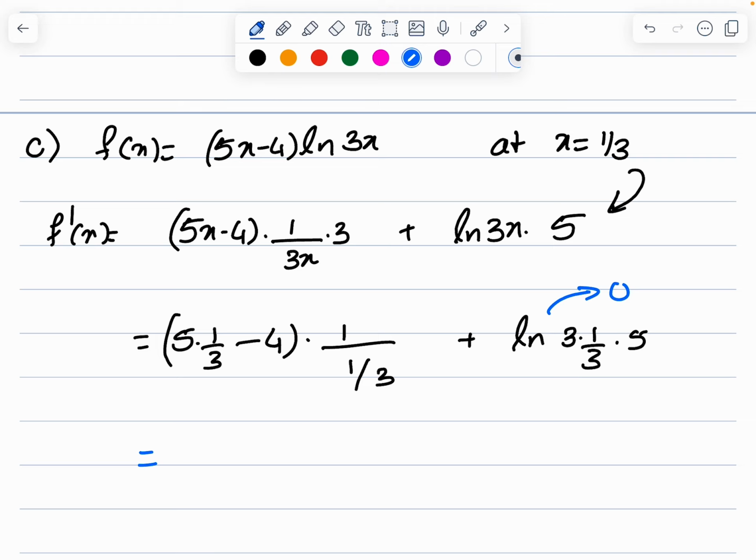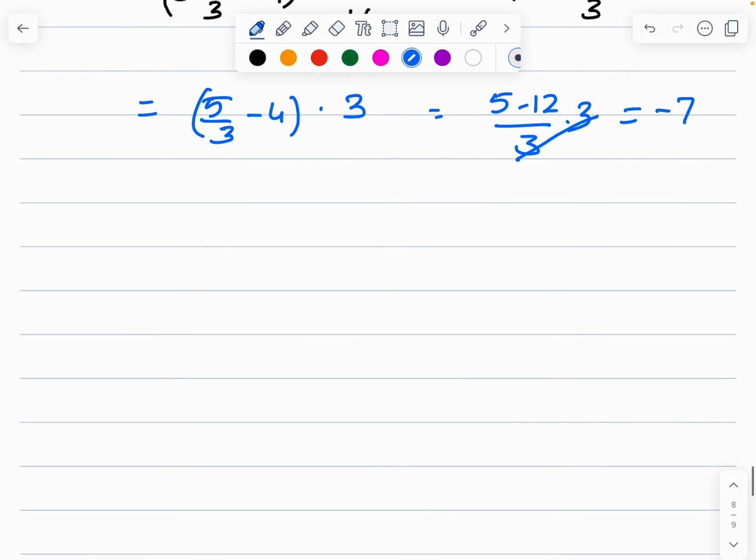And I will be still simplifying it out. So my final answer is going to be 5 upon 3 minus 4 times 3, which is 5 minus 12 upon 3 times 3. The 3 cancels, giving negative 7.